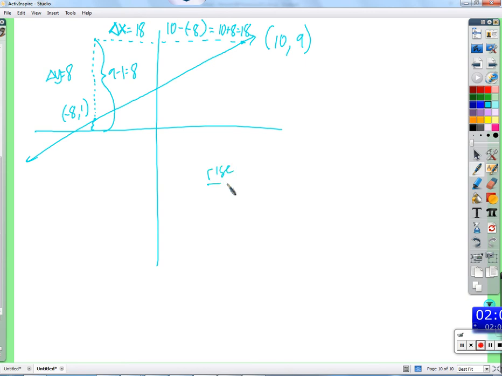Rise over run. Delta y over delta x. 9 minus 1 over 10 minus negative 8. In this case, it's 8 over 18. We can simplify that to 4 over 9.